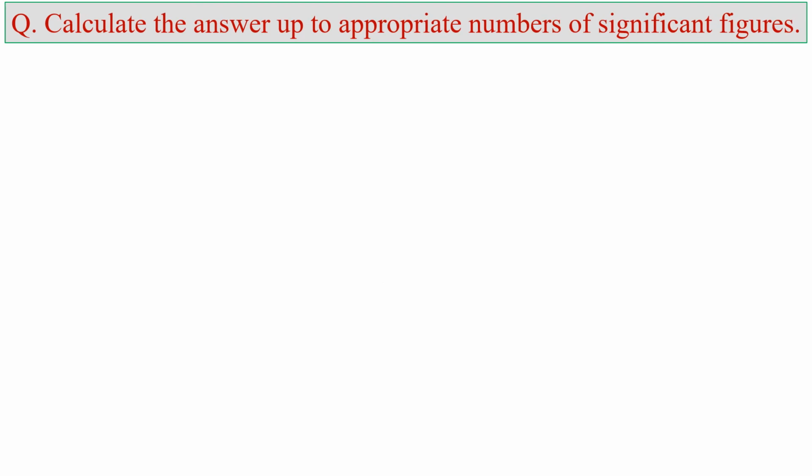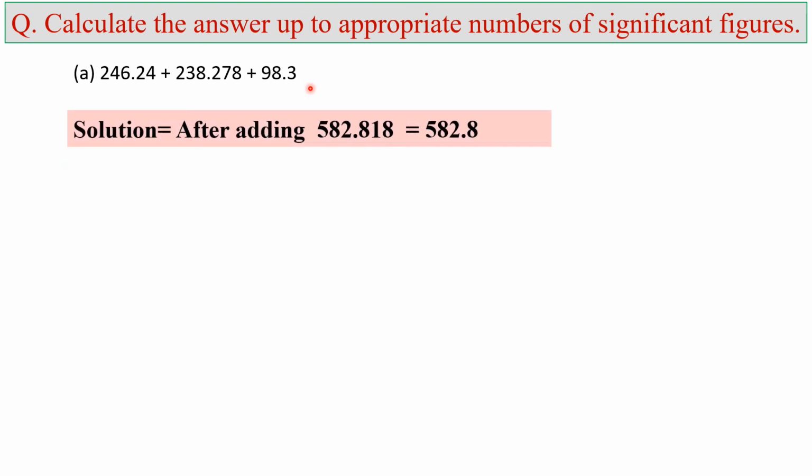Question. Calculate the answer up to appropriate numbers of significant figures. In part A, we have 246.24 plus 238.278 plus 98.3. After adding these, we get 582.818, and by rounding off this number, we get 582.8.